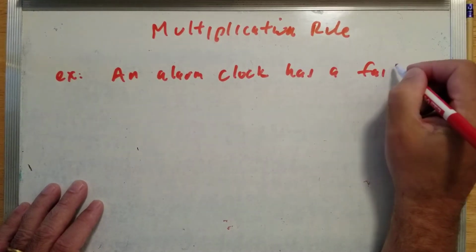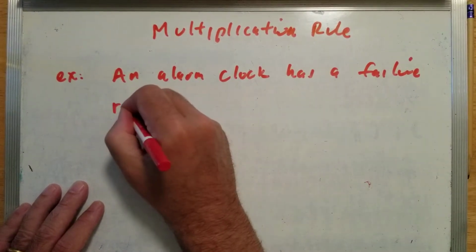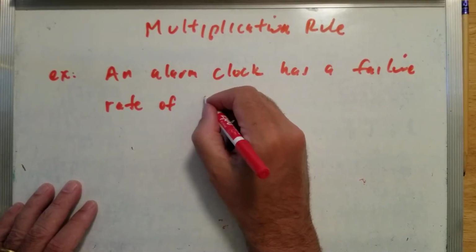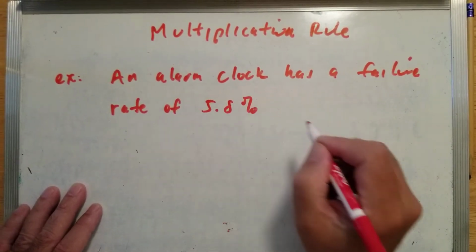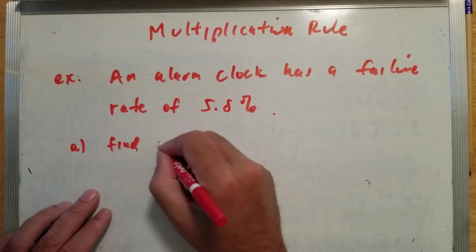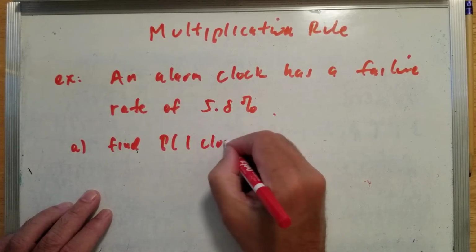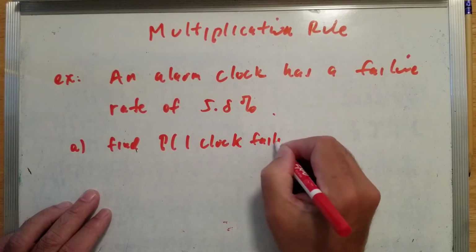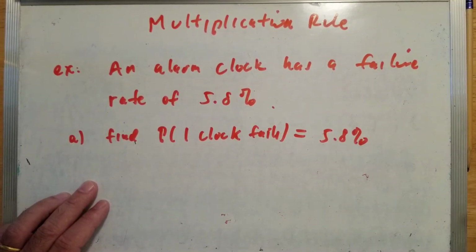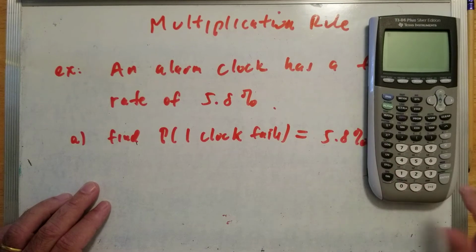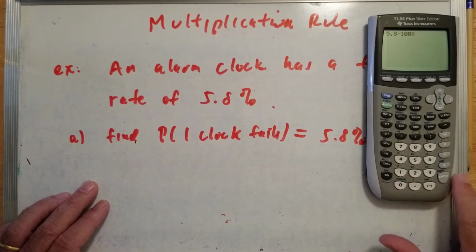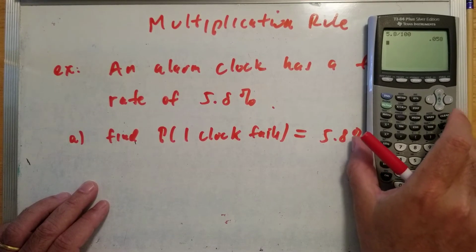has a failure rate of 5.8%. So then they ask a question. A, find the probability one clock fails. Well, that's 5.8%, and they probably will want their answer expressed as a decimal, which I can convert the percent to a decimal by dividing by 100. So that's 0.058.